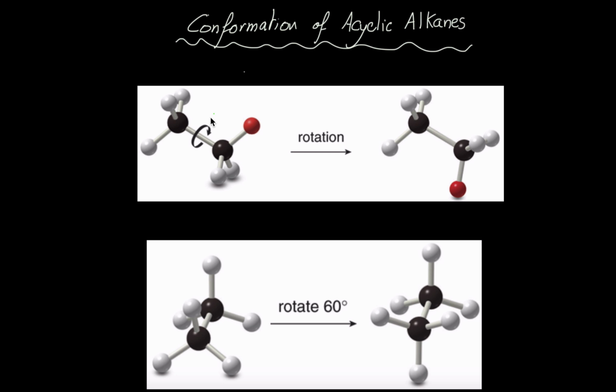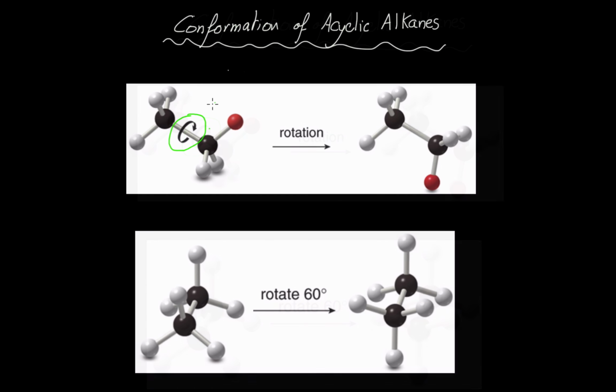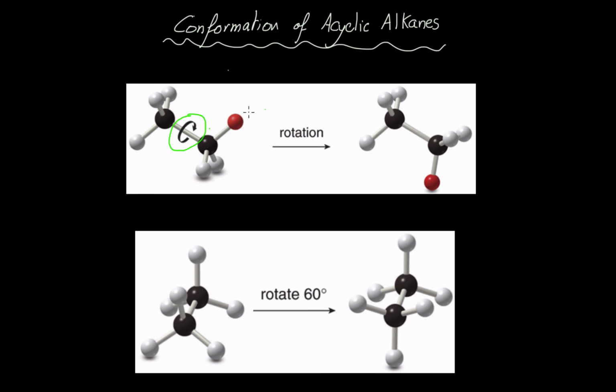What we mean by this is that rotation is allowed around a sigma bond between two carbons, as you can see here. So the rotation, where we have the red labeled atom pointing up, now after rotation is going to be pointing down. Now we can give names for these two different conformations. We call this conformation eclipsed, and this conformation staggered.